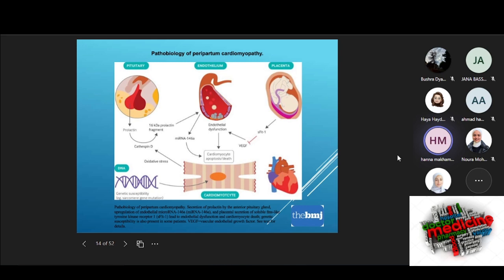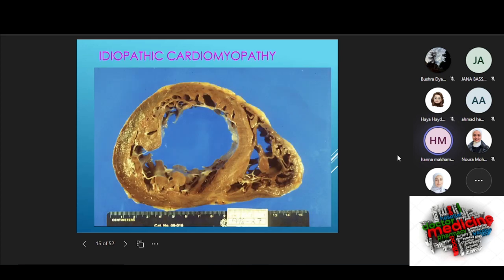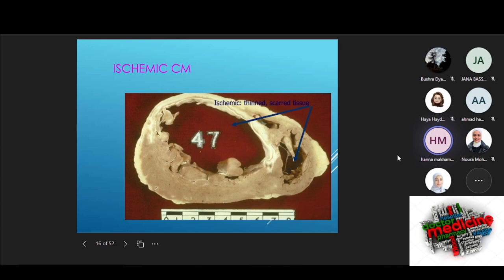This is an autopsy showing a dilated cardiomyopathy case. This is another autopsy showing a patient who suffered an anterior myocardial infarction, where you can see the white endocardium all the way transmural is due to scar tissue following the MI. So the ventricle is dilated.